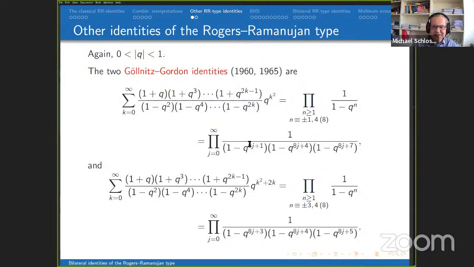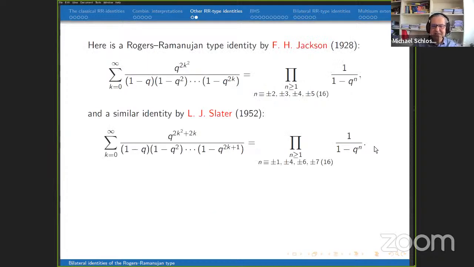The point is that this 8 is a power of 2. And the 2 you can recognize even on the sum side. So that's maybe some kind of indication that these identities are easier to approach. Anyway, there are also other identities now, modulo 16, for instance. So you have residue classes mod 16, and only those parts appear in the partitions.